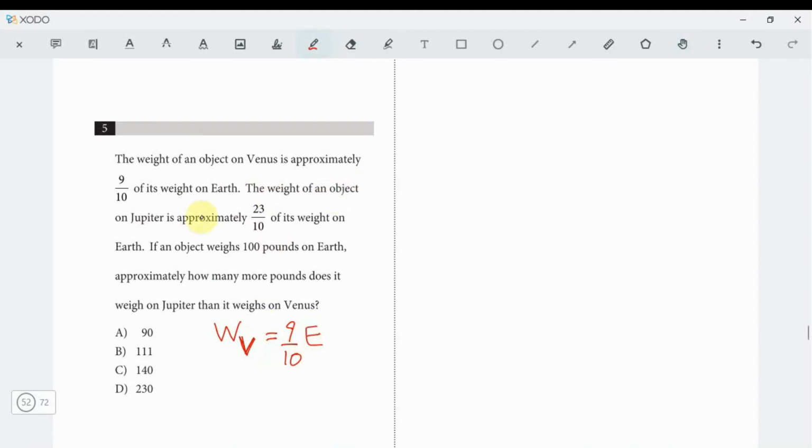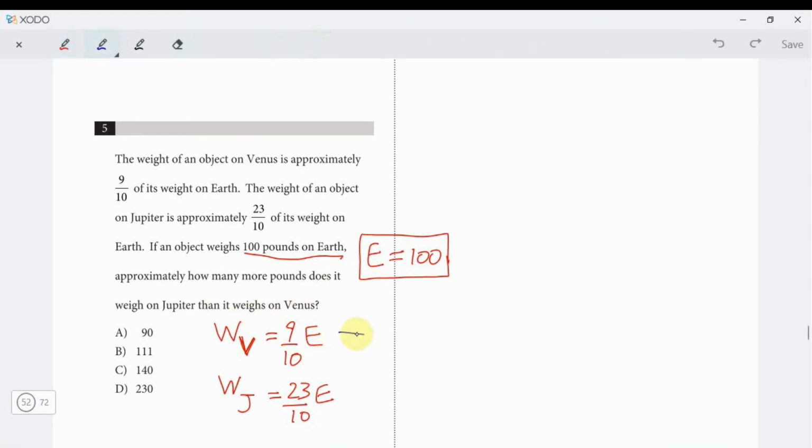And then they say the weight of the object on Jupiter is 23 over 10 of its weight on Earth. So the weight of the object on Jupiter, J for Jupiter, is 23 over 10 times the weight of it on Earth. Now, if the weight is 100 pounds on Earth, so they're telling us that E in this case is 100. Then they say, how many pounds more does it weigh on Jupiter than on Venus? So in that case, they're asking us to find the difference.